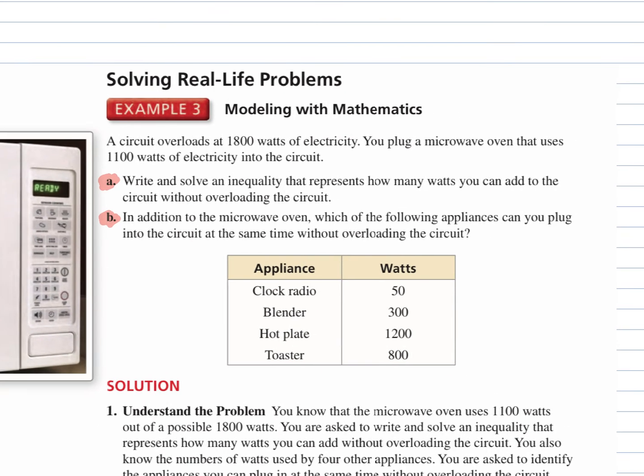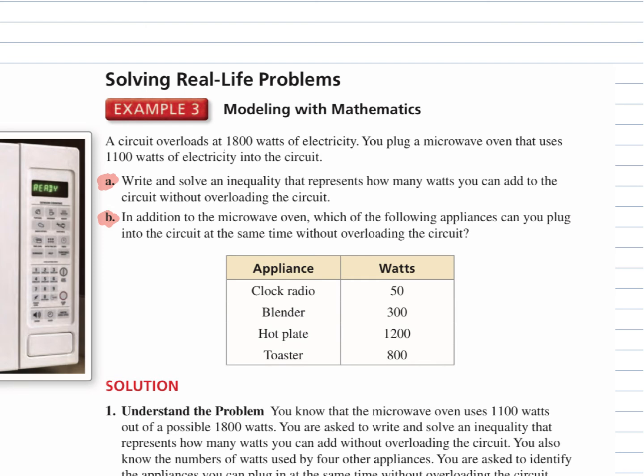So, the circuit that we're talking about overloads at 1800 watts of electricity. You plug a microwave oven that uses 1100 watts of electricity into the circuit. Write and solve an inequality that represents how many watts you can add to the circuit without overloading the circuit.